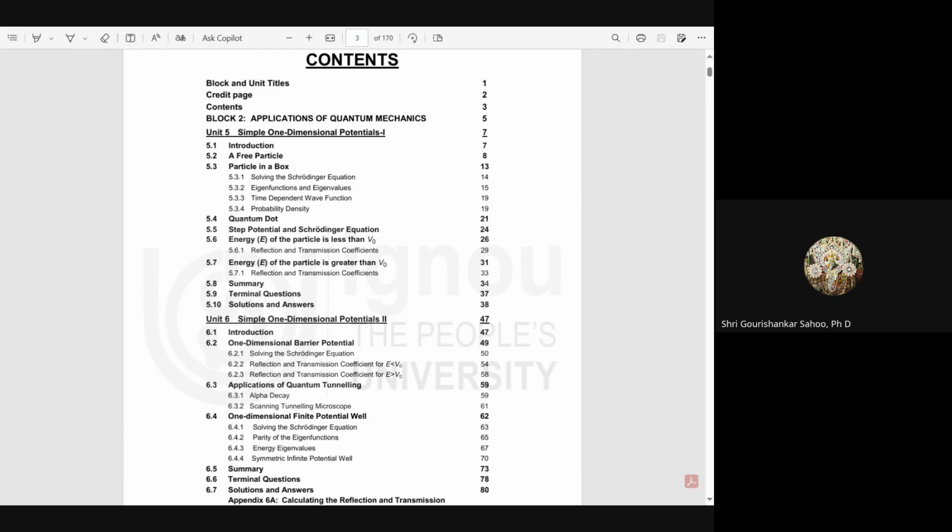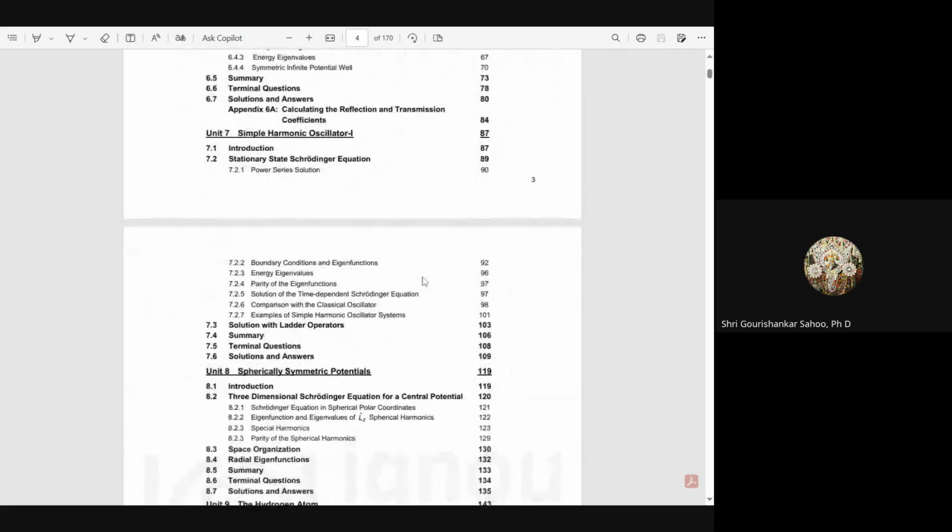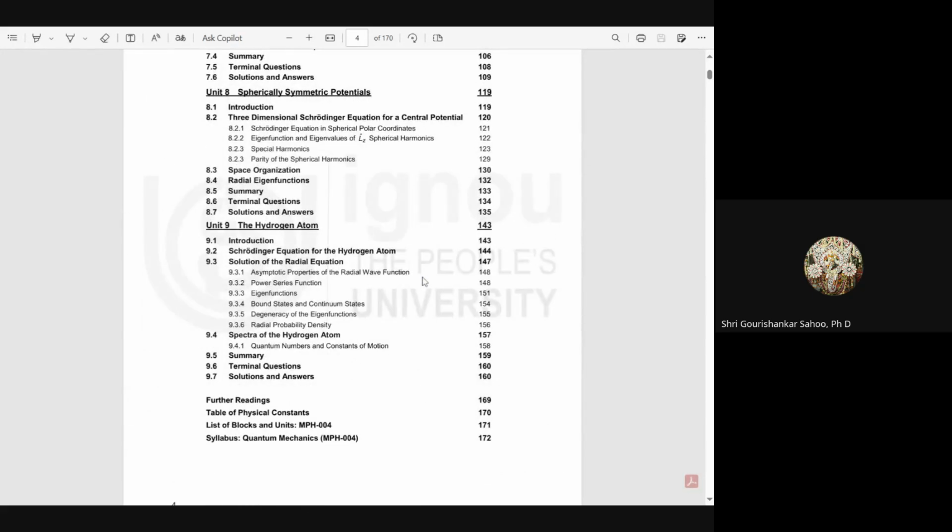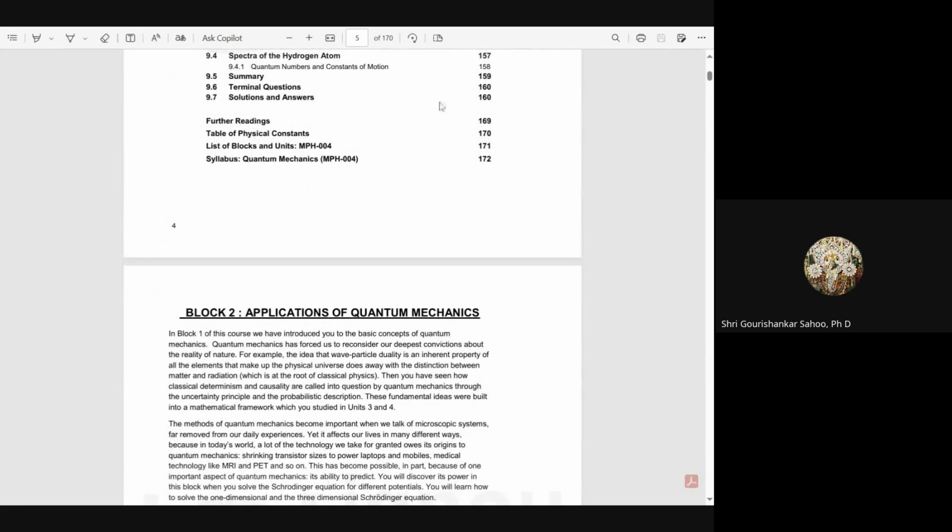So in this block 2, you have some applications of quantum mechanics. These include simple one-dimensional potential, potential barrier, tunneling, potential wall, spherically symmetric potential, hydrogen atom, and so forth. So let us discuss all this.